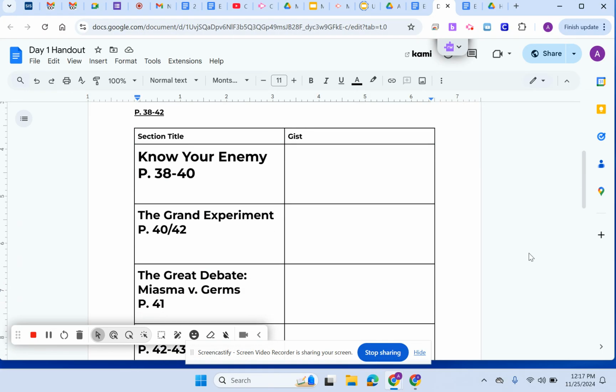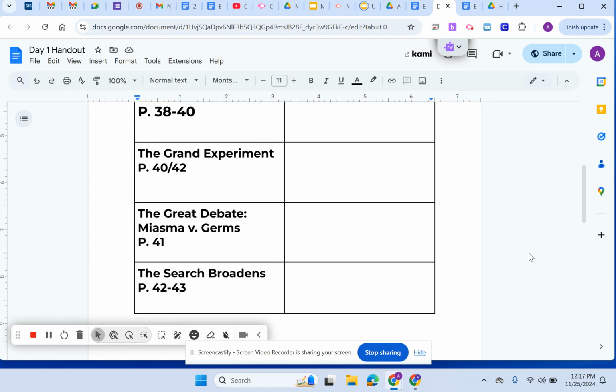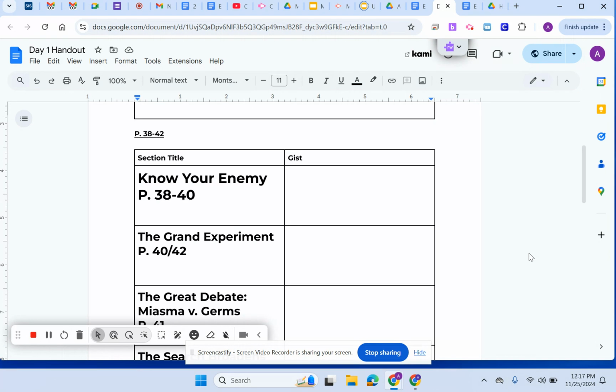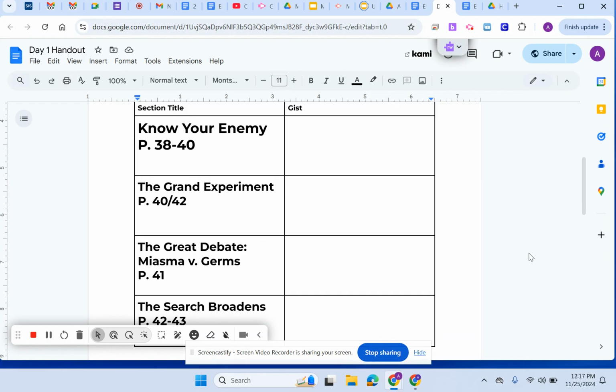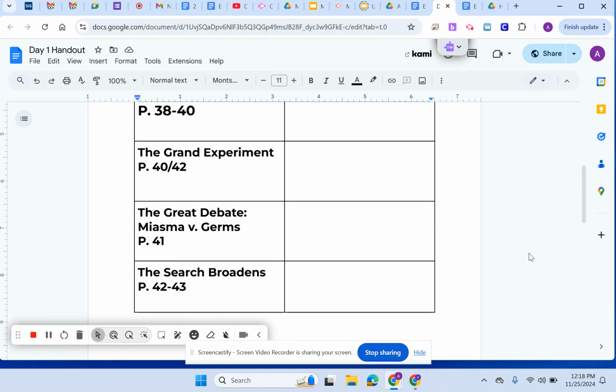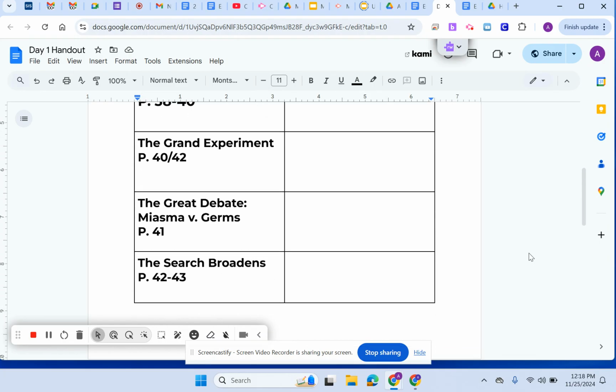Today we're going to be reading pages 38 to 42 in Patient Zero. There are 4 sections that you're going to be reading. The first one is called Know Your Enemy. The second one, The Grand Experiment. The third, The Great Debate, Miasma versus Germs. And the fourth one, The Search Broadens.